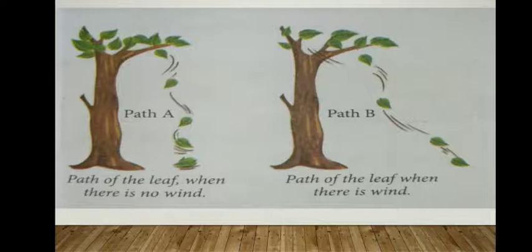Likewise, from a tree, some leaves wither and fall. With path A it comes down in a straight manner, and with path B it comes down in a slanting manner to reach the floor. Path A happens when there is no wind, and path B happens when wind is there. What is the difference between path A and path B? In path A the leaf travels a small distance to reach the floor. In path B it takes a long distance to reach the floor. Are you able to predict this, friends?